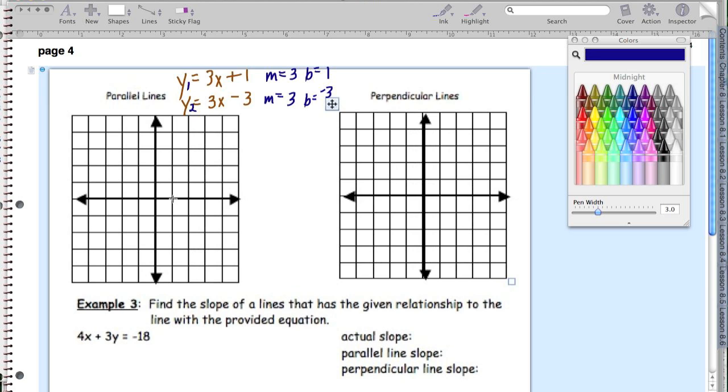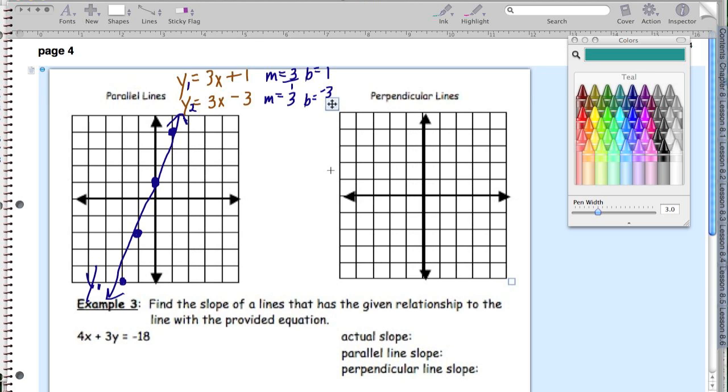So the first one I'm going to plot by going up 1, my y-intercept is 1, and then my slope is 3. So it's rise 3, I'm going to put 1, 2, 3 over 1. Again, I could have gone left 1 and down 3. And I see that this is my line. With a straight line, it would look something like this. I'm going to label it y1.